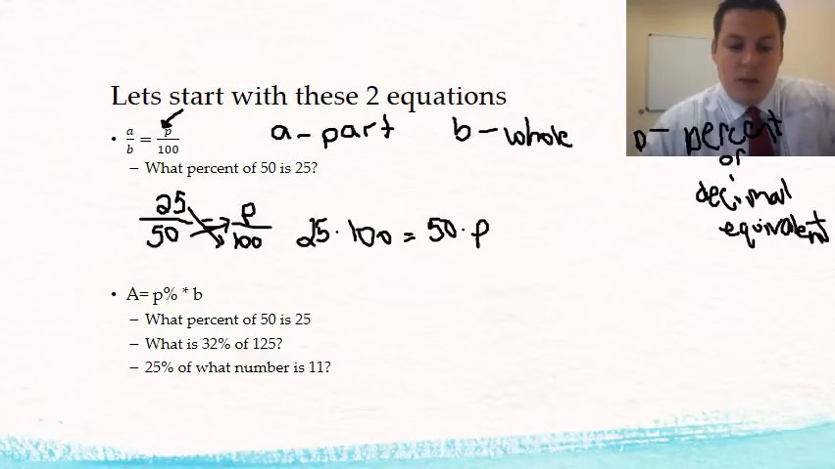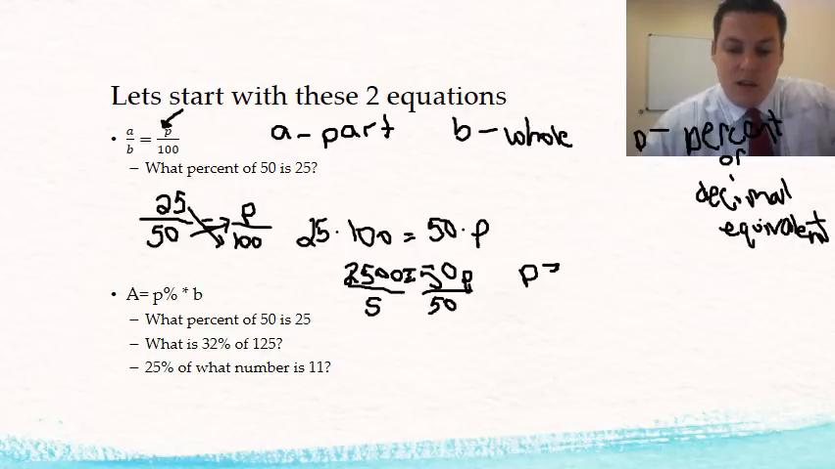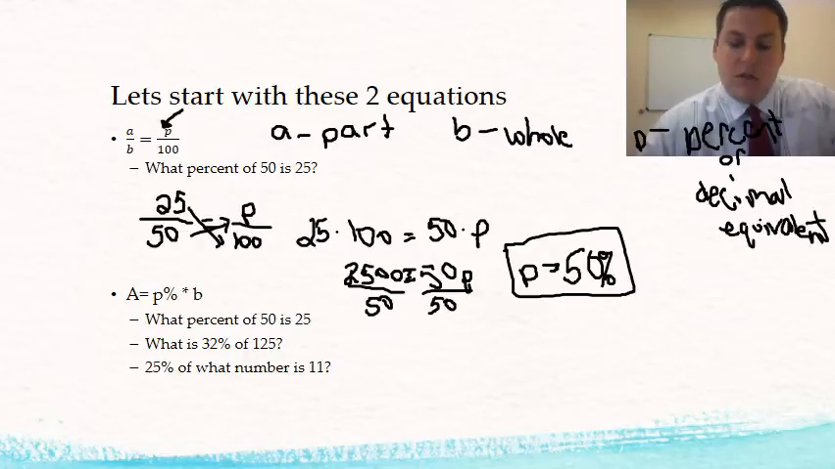Some of you may have been able to look at this fraction because it's a more simple one and tell me what P is right away, but we're going to have practice doing proportions because they're not all going to be that easy. 2500 equals 50P. Divide both sides by 50. Getting sloppy with the writing there, sorry guys. And we get P equals 50. So our percent is 50. And remember, P is a percent, so we write it as a percent.